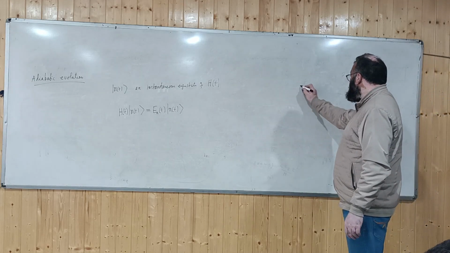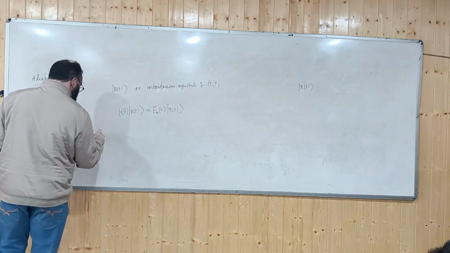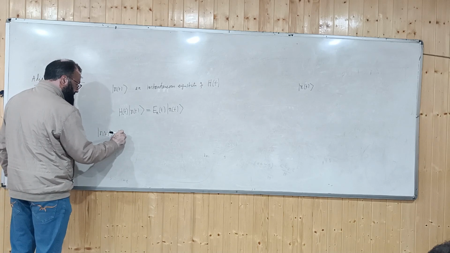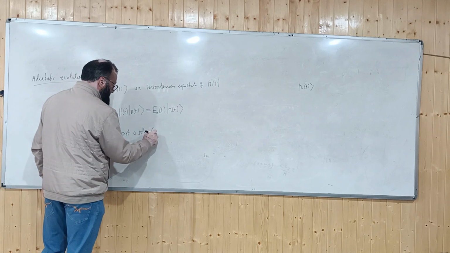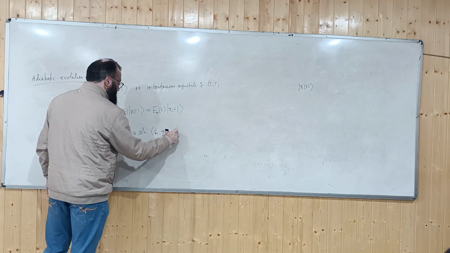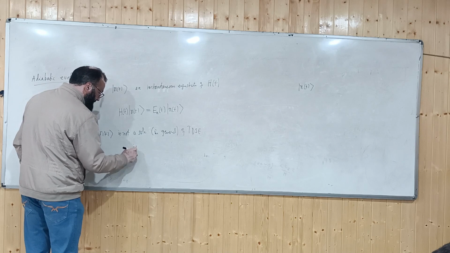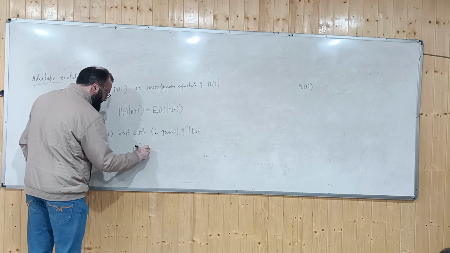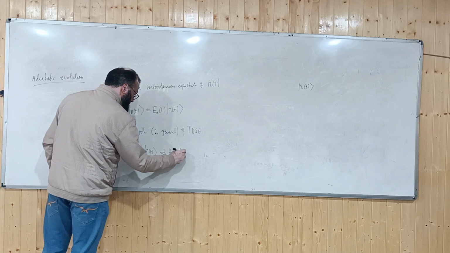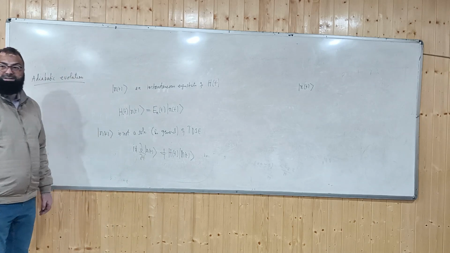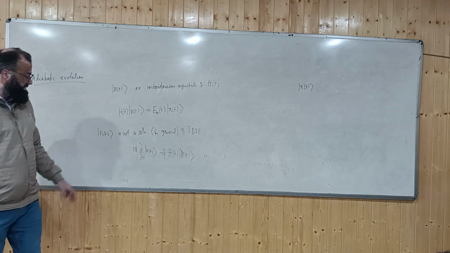So |n(t)⟩ is not, in general, a solution of the time dependent Schrodinger equation. That means iħ ∂/∂t |n(t)⟩ is not equal to H(t)|n(t)⟩. So let's try to solve the time dependent Schrodinger equation. Clear? Got it? So let's try to solve it.